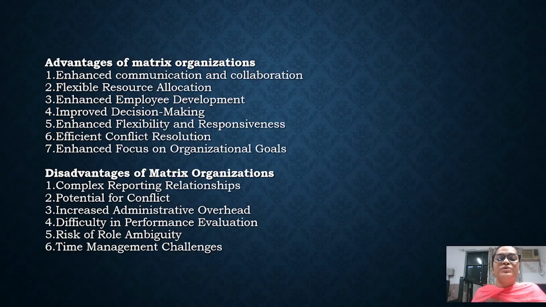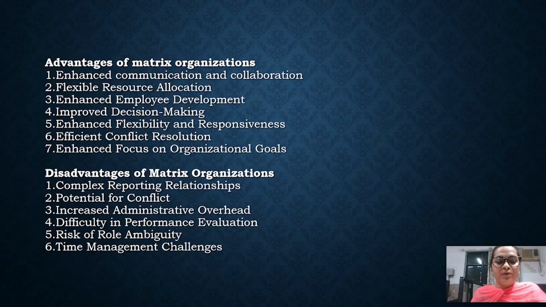Now, the next advantage is enhanced flexibility and responsiveness, which means that these organizations are better equipped to adapt to changes in the market or to project requirements. If any changes occur in the environment or the product, they are easily able to adapt. The ability to quickly relocate resources and adjust the project teams will always allow the organization to remain responsive, right? So the collaborative environment will always foster an innovative and creative atmosphere in the organization.